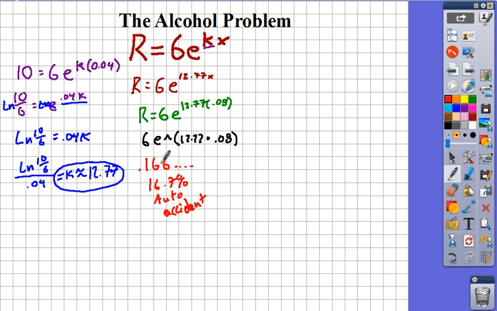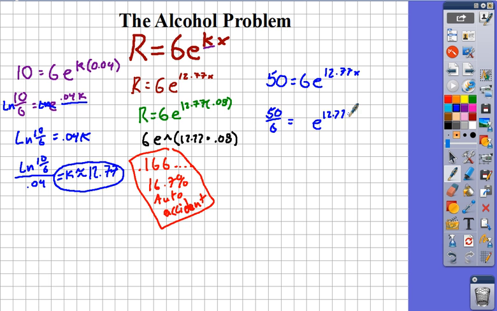So this is just one more math thing that we can take a look at. Now, on the other side of it, we could solve for something like, well, what if R was 50%? What blood alcohol level would give us a 50% chance of getting in an auto accident? So if we put 50 in for R, we can now solve for x. So we go ahead and simplify everything we've got. To get rid of the 6, we're going to divide both sides by 6. We get 50 over 6 equals e to the 12.77x power.